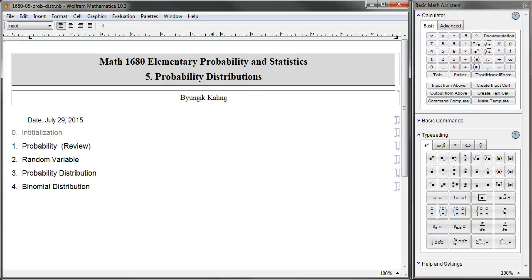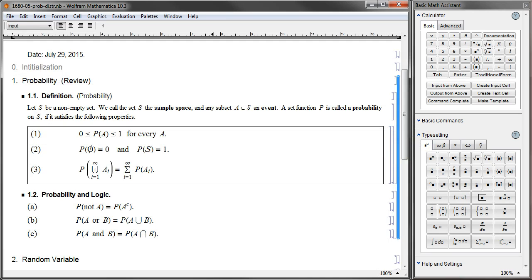As before, let me use my Mathematica notebook as a shortcut, and this time let's begin with a review. Let's begin with a non-empty set S, which we call a sample space. And any subset of that S is called an event. And a set function P defined with these following properties is going to be called a probability function.